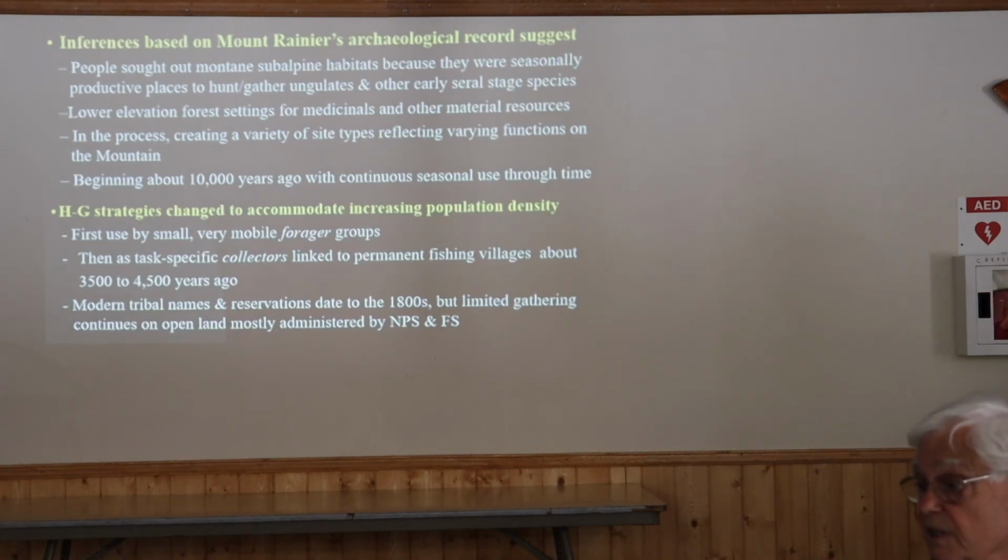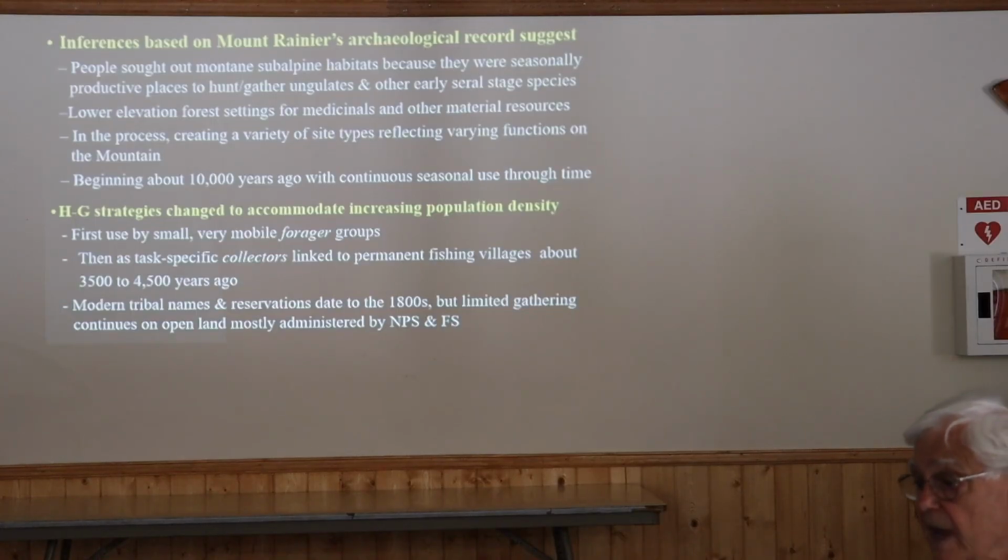Lower elevation forested settings were also used, more difficult to recognize in the archaeological signature, but present for medicinals and other material resources available there. In the process, they created a variety of site types reflecting varying functions on the mountain, which you've gone through, beginning about 10,000 years ago with continuous seasonal use through time. Mount Rainier.